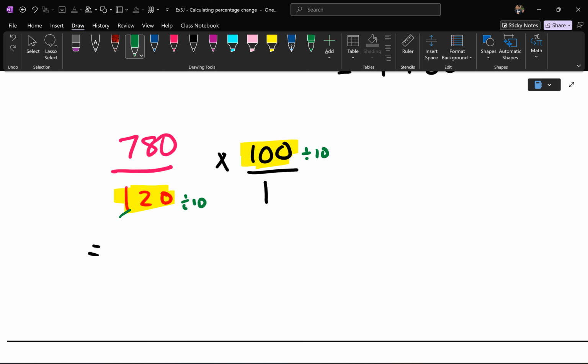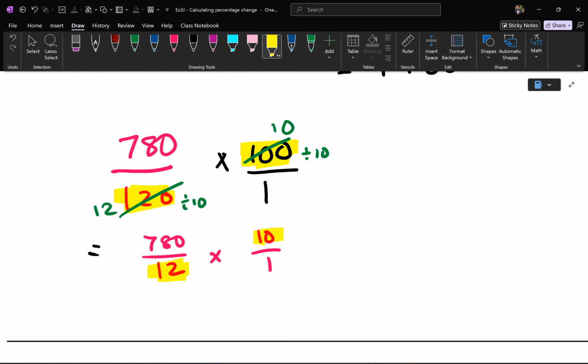So how many 10s in 120? 12. How many 10s in 100? 10. So we rewrite the fraction. It's 780 over 12 times 10 over 1. We can simplify this even further. Which two numbers? 12 and 10. What number? 2, so we can halve it. That makes this a 5. This makes this a 6.